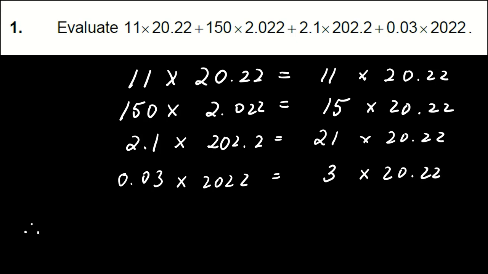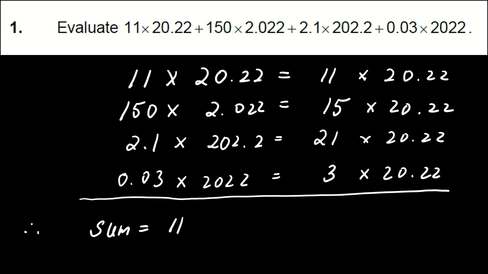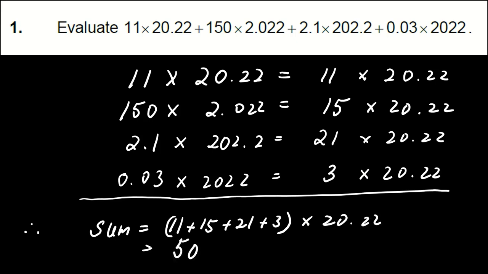Now, we can sum this up by adding the coefficients we found: 11, 15, 21, and 3. We get a sum of the coefficients as 50. So, the answer is simply 50 times 20.22, which gives 1011. And this is the end of the discussion for this question.